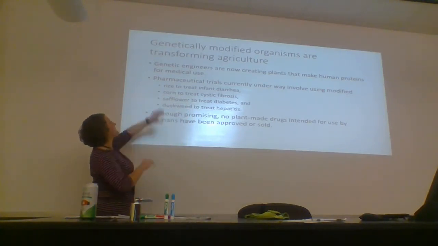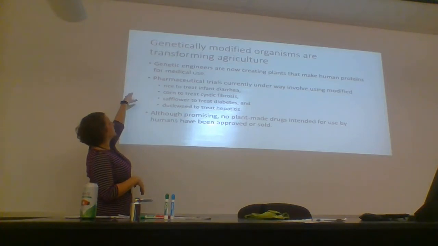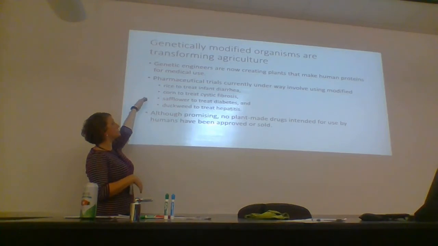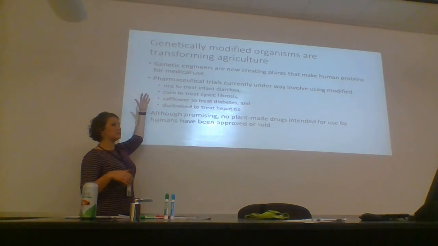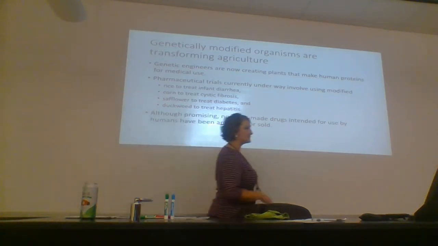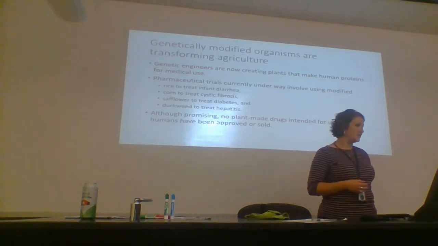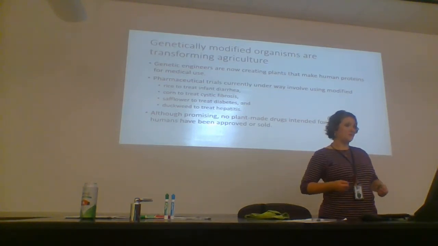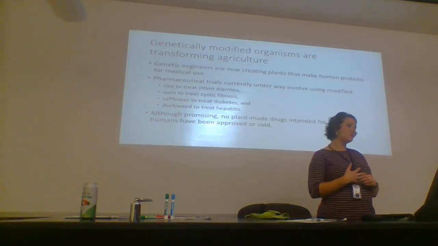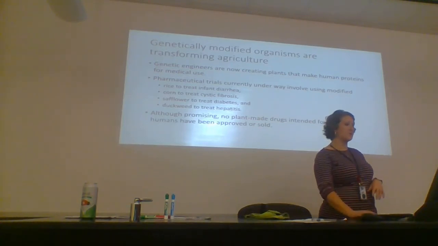All right, so genetic engineers are now creating plants that make human proteins for medical use. So we can have rice to treat infant diarrhea, corn to treat cystic fibrosis, safflower to treat diabetes, duckweed to treat hepatitis. Very crazy. Those I don't know a whole lot about, but it seems pretty cool. You could just feed rice. So although promising, no plant-made drugs intended for human use have been approved or sold at this point yet. Those things take a long time to get approval.